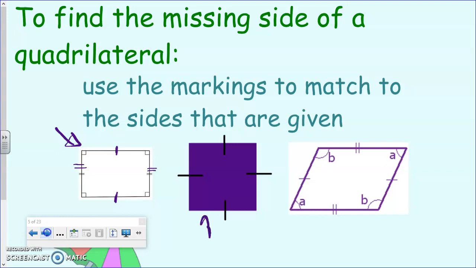In the middle here I have a square. It has the same amount of tick marks on each side, so that means all sides are equal. So whatever number they give us is going to be the same for all sides.